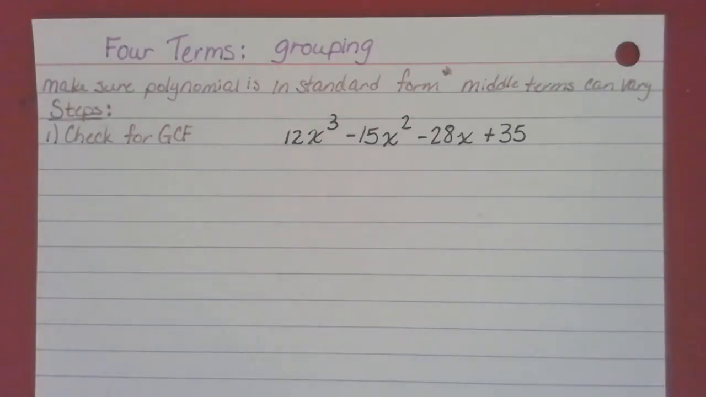With these ones, we do still want to make sure that our polynomials are in standard form. However, those middle terms, it really doesn't matter too much which one's first. You just want to make sure that your highest exponent, your lead coefficient, is the first term, and your last one would be the constant or the term with the lowest variable exponent. And then our steps always start the same way with the check for GCF.